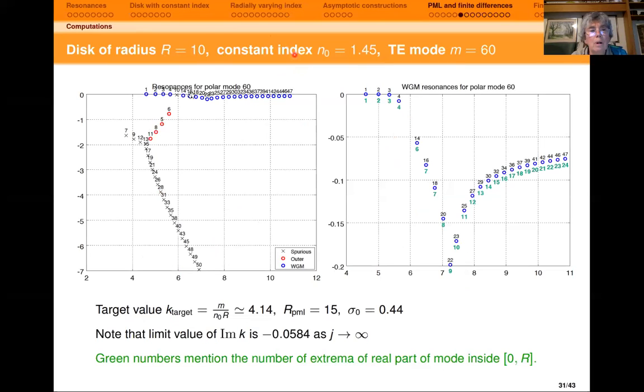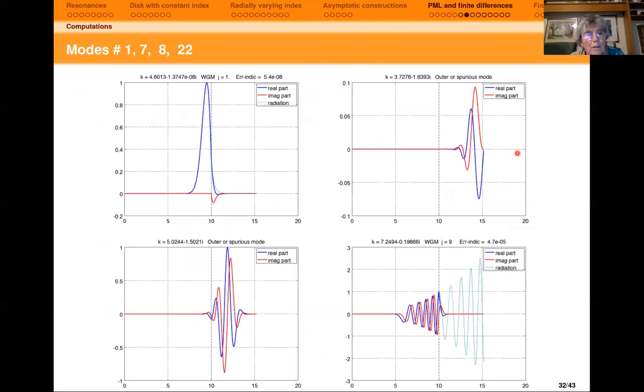Then it is a zoom on those you are more interested in, the inner modes, and you see that it is not the same scale. It's the real part, imaginary part. So the scale is smaller, and you have this pattern for this mode. The whispering gallery modes are those, and this branch is going to the limit at infinity of minus 50 or 53.